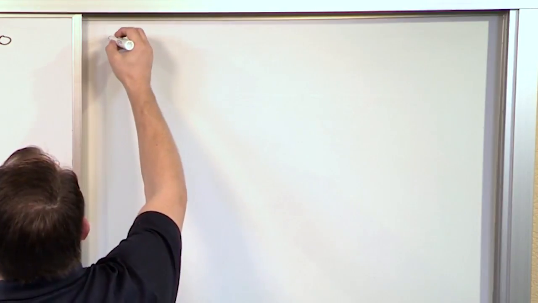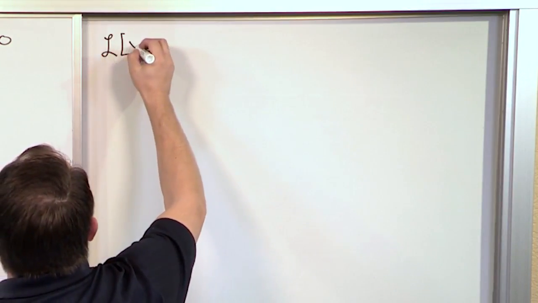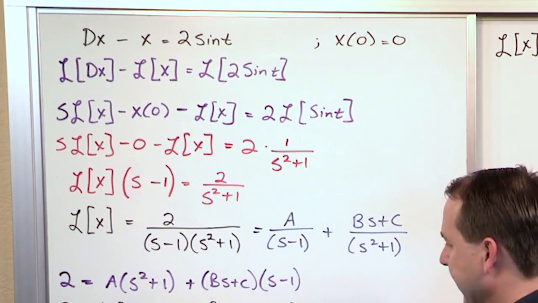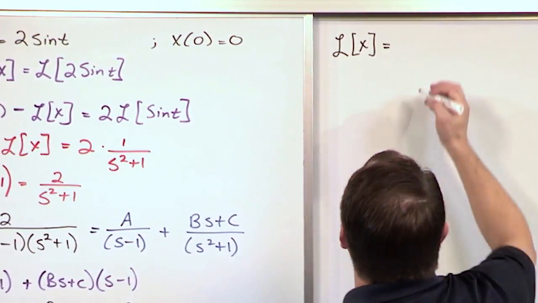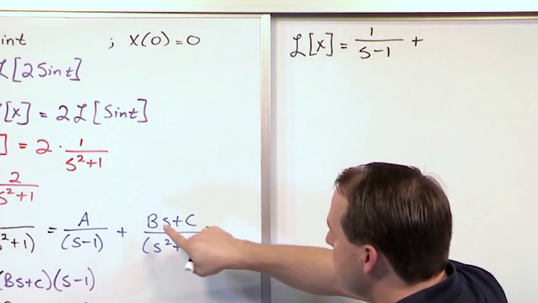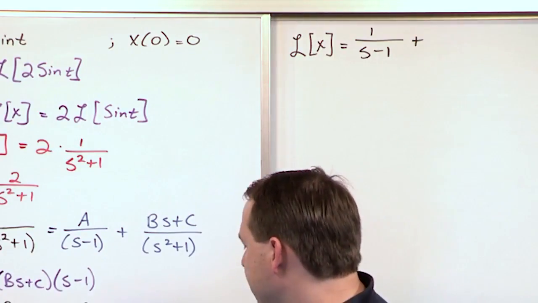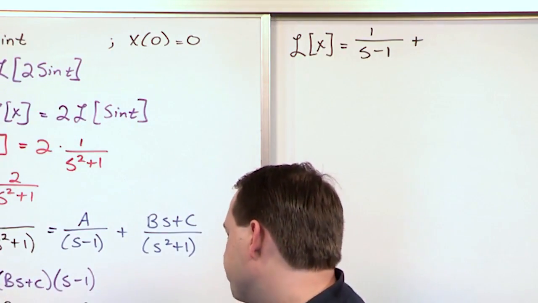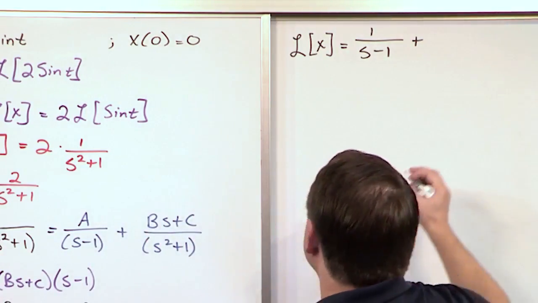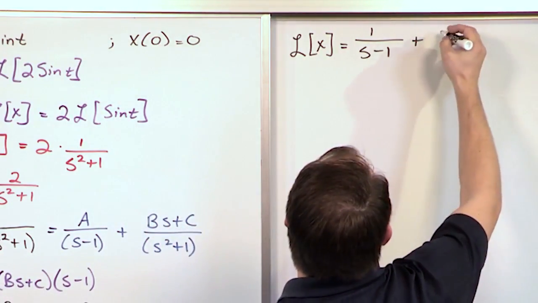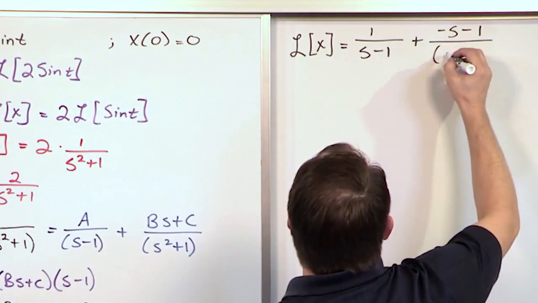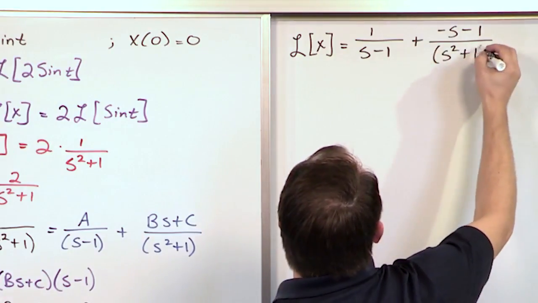So on this board, we will say that the Laplace transform of x is equal to A over s minus 1, where A we have solved for is equal to 1. So it's 1 over s minus 1. And then we have plus Bs plus C. B is equal to -1, and C is also equal to -1. So it's negative s minus 1 over s squared plus 1.